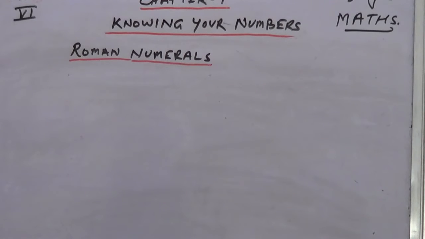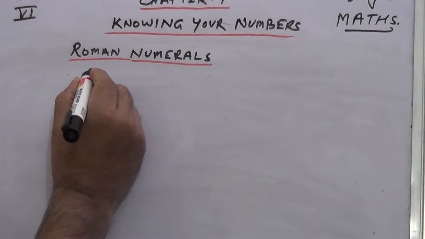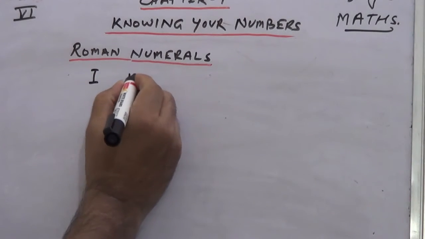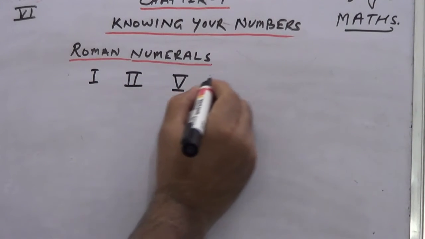Children, the last section of this chapter is Roman numerals. What are Roman numerals? It is a set of very ancient type of numbers which you have seen sometimes in your watches, such type of numbers 2, 5, 10.